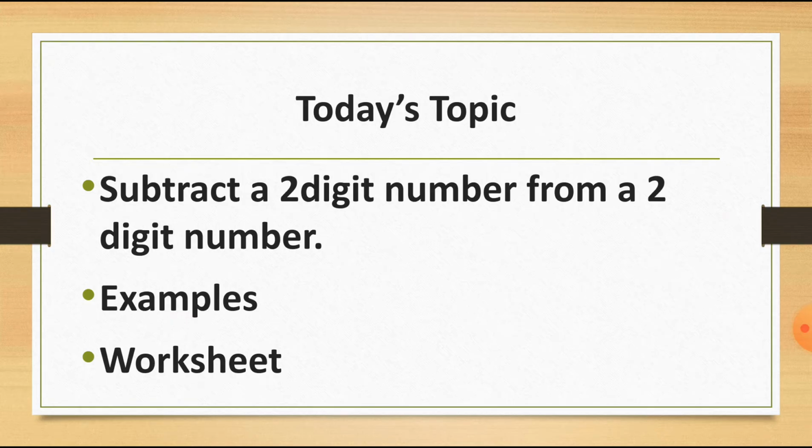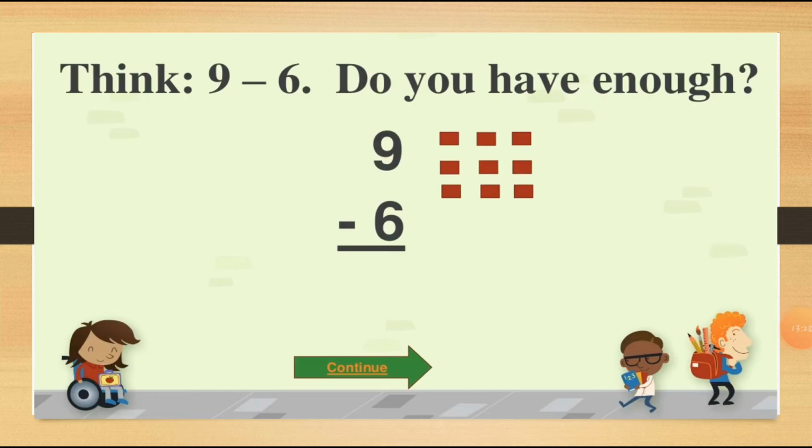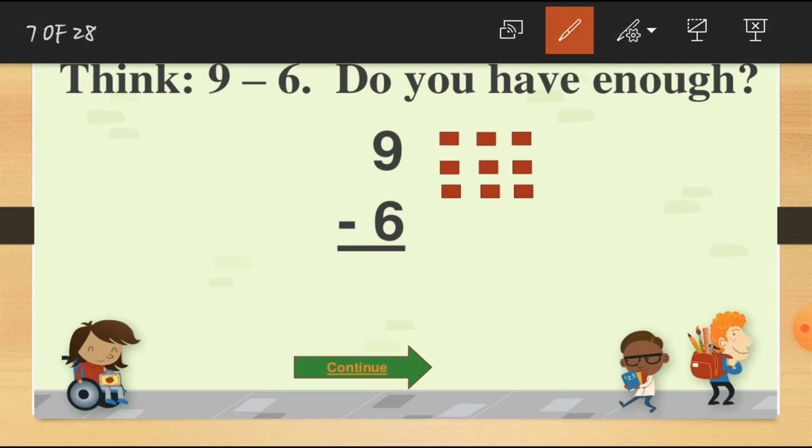Let's see the example first. Here is the example, subtracting with regrouping. Let's start. Here is the 9 and the 6. We must have enough to take away, and here we have enough. 9 minus 6 is equal to 3, students. So I write 3 because we have enough.